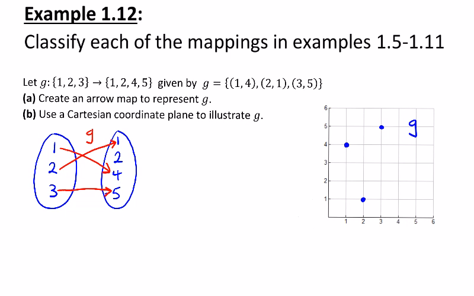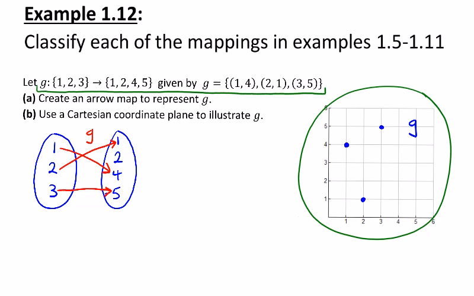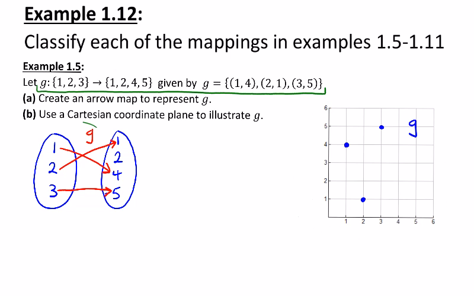In example 1.12, I will be classifying each of the mappings in examples 1.5 through 1.11 by looking at definition 1.8. Example 1.5 is on this slide, and I want to remind you of where we can find the mapping definition. I have it underlined. And from this mapping definition, we have the ability to represent it visually in one of two ways. We can use the Cartesian coordinate plane, shown here on the right, or we can create an arrow mapping, shown here on the left.